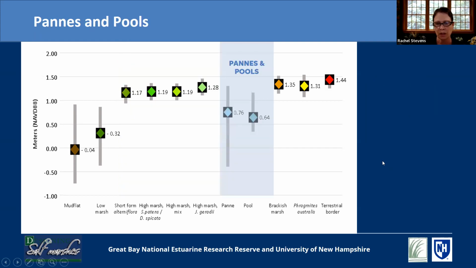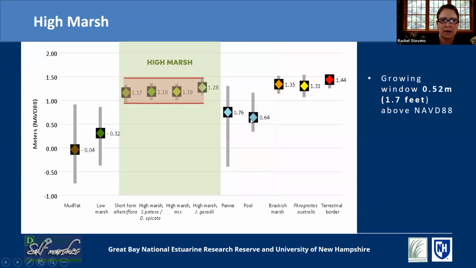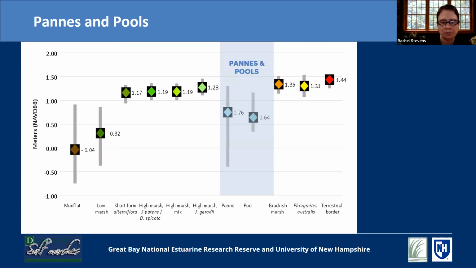Pans and pools are also features of the high marsh, but obviously are depressions within the high marsh. And it shows here that pools are deeper than pans, which makes sense because that's one of the definitions. Pools tend not to dry out, so can support fish species and diagnostically Ruppia species. If I go back to the high marsh, it also makes sense if you look at the short form alterniflora, that's the lowest habitat in those 4 categories. And that's because it grows fringing around the pans and the pools along tidal creeks, which are obviously depressions.